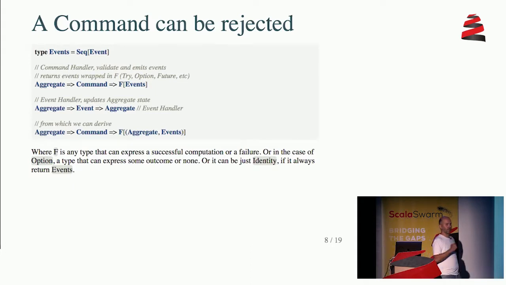So when I just return an event, the only option that I have, if I have to reject a command, is to throw an exception, which is what we don't do. So I need a type that wraps my events, and I will define it as F. It's not yet defined, actually, and it can be any type constructor that has one hole: a Try, an Option, a Future. I'll talk about the case of Future in a while, which is a special one.